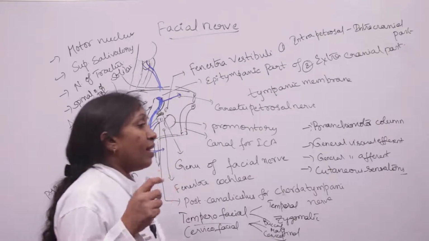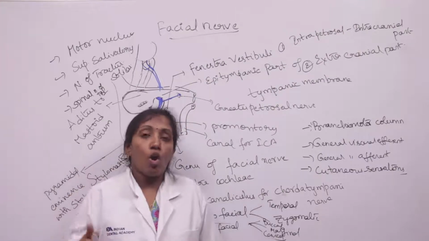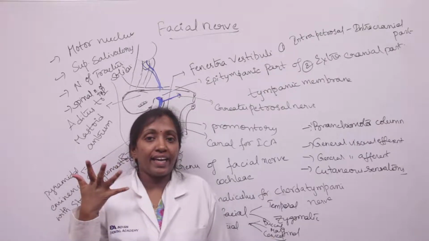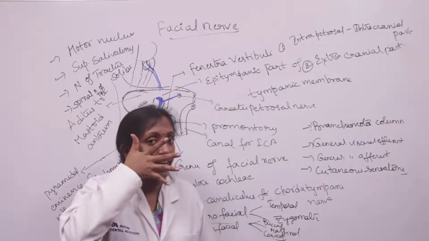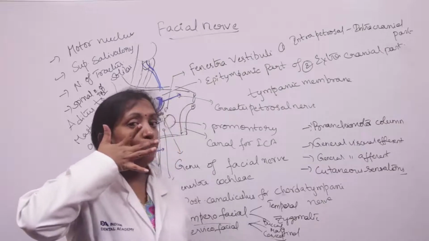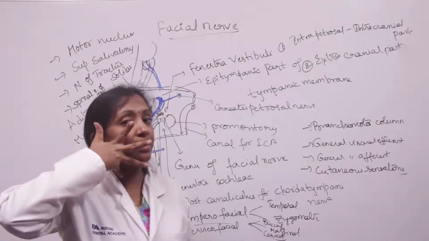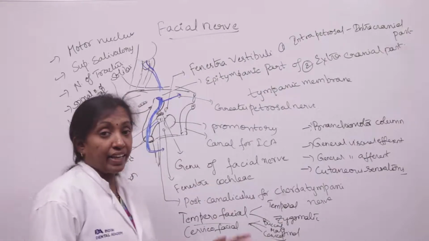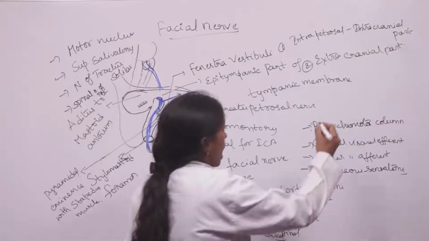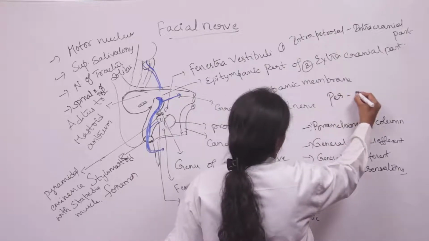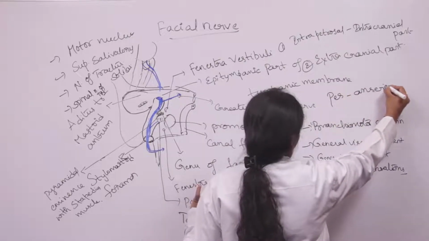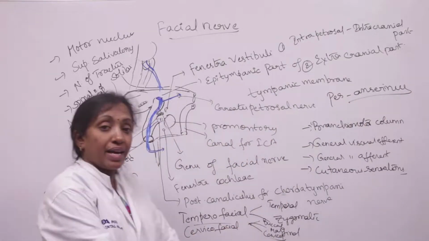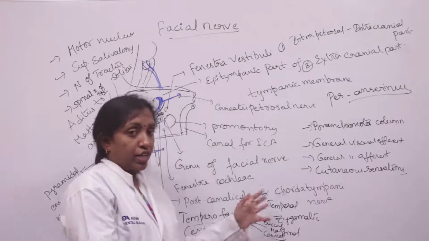The branches of this nerve emerge from the anterior border of the parotid gland like a goose's foot: temporal, zygomatic, buccal, marginal mandibular and cervical. This branching pattern resembles a goose's foot, and thus we call it pes anserinus. That's how it supplies the muscles of facial expression.